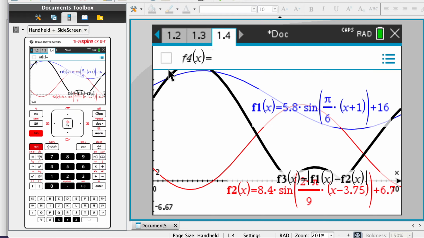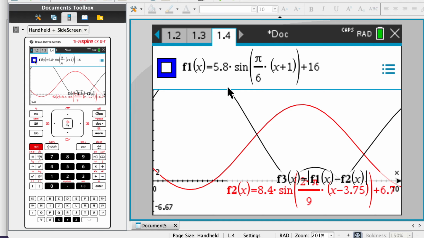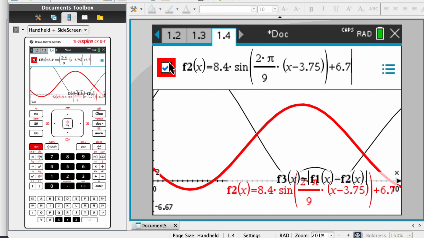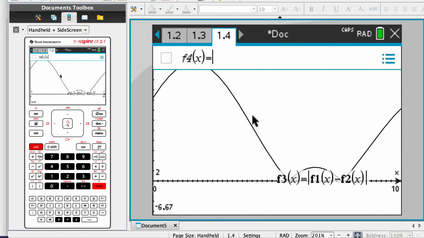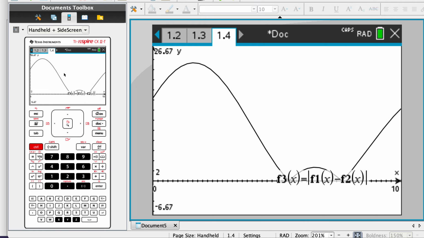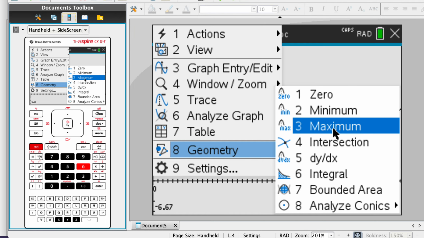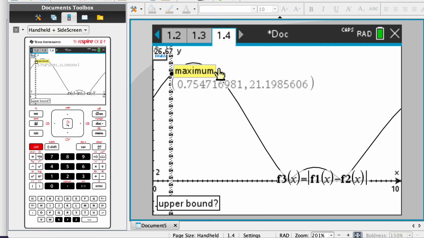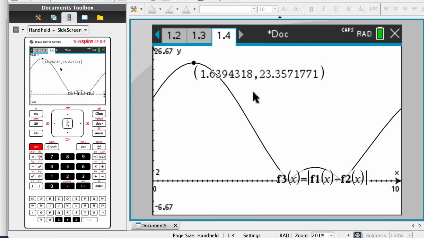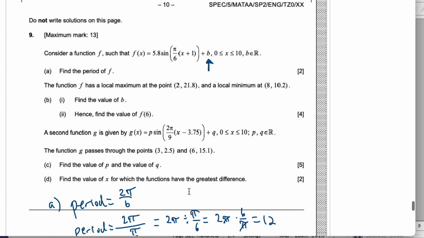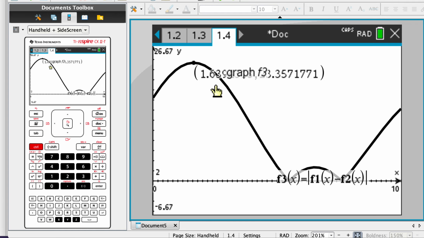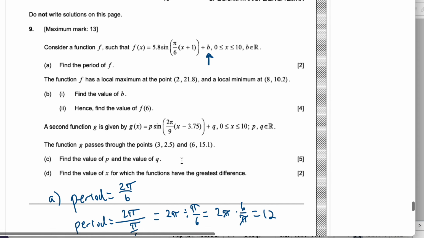Okay, so it's not actually common that I want to get rid of the other functions, or hide them, but I'll do that here. Okay, so now we only have to worry about this. Now I think it's clear looking at this that this max value is what we're looking for. Okay, so let's just go to menu, 6, analyze graph, maximum. Okay, and we're looking for the x value, I believe. Find the value of x for which the functions have the greatest difference. Well, that's what it will be. So it's 1.64 to 3 significant figures.